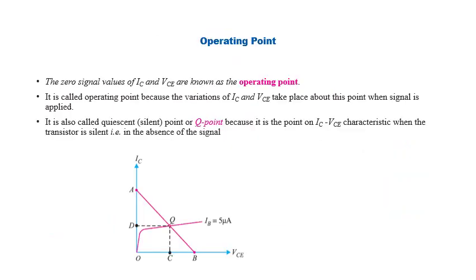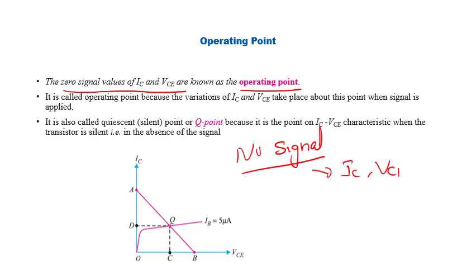Because in order to find out the operating point. These operating points are the zero signal IC and VCE. Suppose I am not applying any signal. In that case, what is the DC current and the VCE voltage existing at the transistor? This is the operating point. With respect to this operating point, our signal will be varying. So this point is also called the Q point.